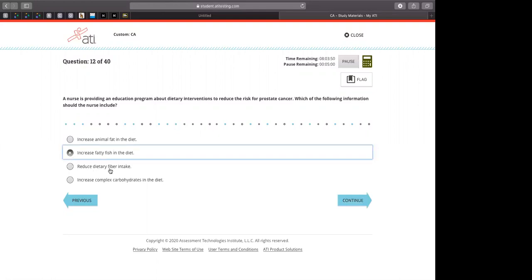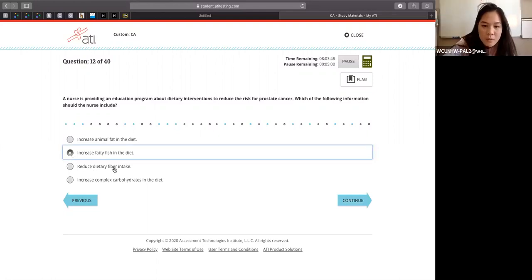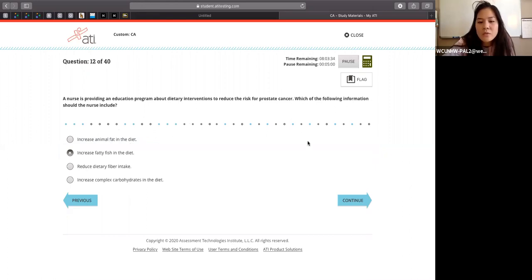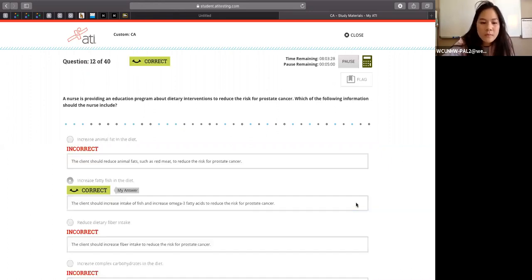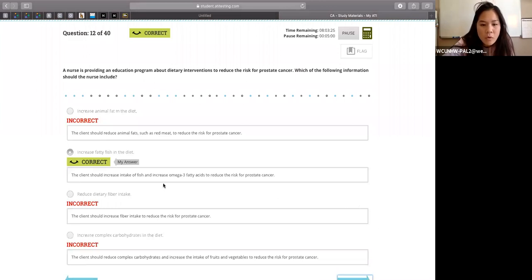You don't want to reduce fiber because you need fiber to prevent colon cancer. You need carb. Oh wait, you don't need complex carb, you need simple carb. And increasing animal fat can increase your cholesterol. So fatty fish, because it has omega-6, or omega-3.